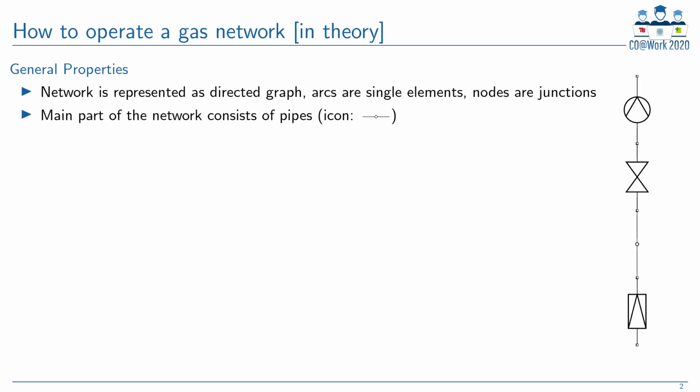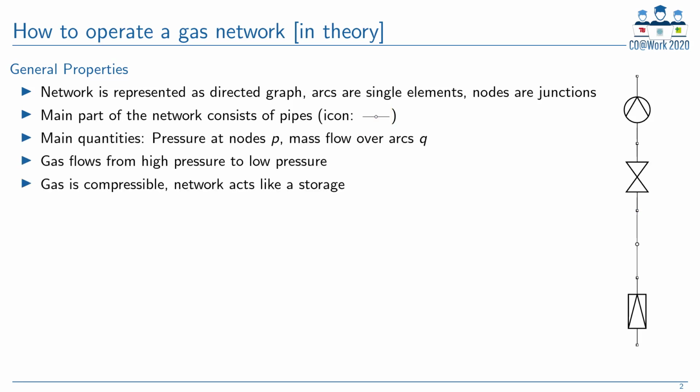So, what elements can be found in the gas network and how do we actually operate the network with them? First, we note that we represent the network as a directed graph where the single elements are represented by the arcs of the network and the nodes denote the junctions between these elements. The main part of the network consists of pipelines, which are purely passive elements which have volume attached.